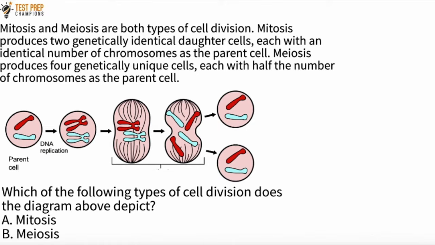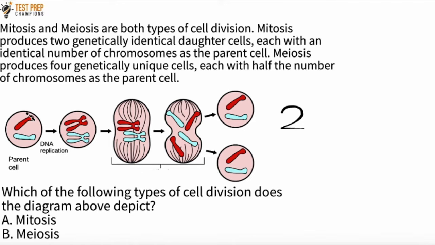Okay, so it tells us here that mitosis produces 2 genetically identical daughter cells, and each is going to have an identical number of chromosomes as the parent cell. So this here is our parent cell, and the end result of this process is going to be the 2 cells that we see right here. What we notice is that there are 2 cells produced, 1, 2, and they look exactly identical to the parent cell. They're exactly the same as the parent cell.